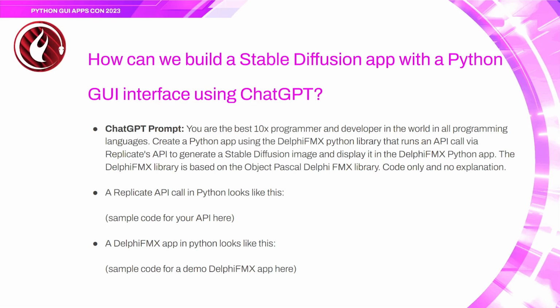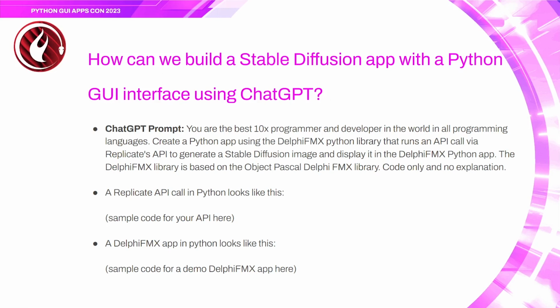You are the best 10x programmer and developer in the world in all programming languages. Create a Python app using the DelphiFMX Python library that runs an API call via Replicate's API to generate a Stable Diffusion image and display it in the DelphiFMX Python app. The DelphiFMX library is based on the Object Pascal DelphiFMX library. Code only and no explanation.